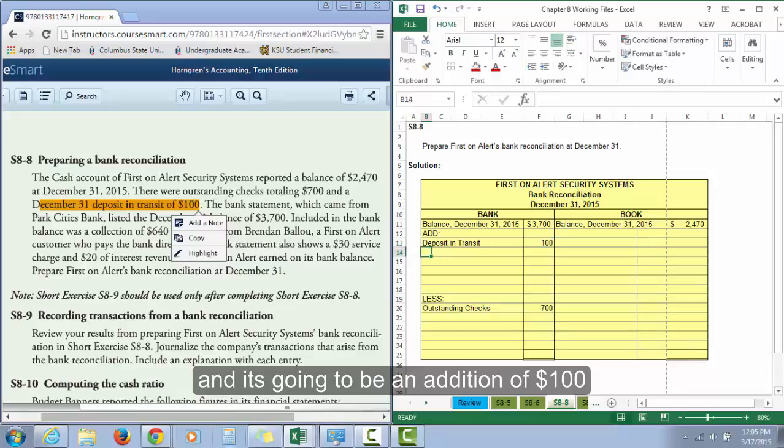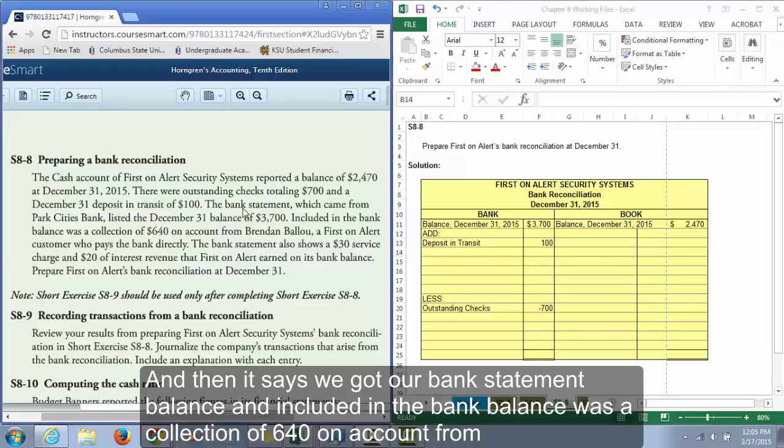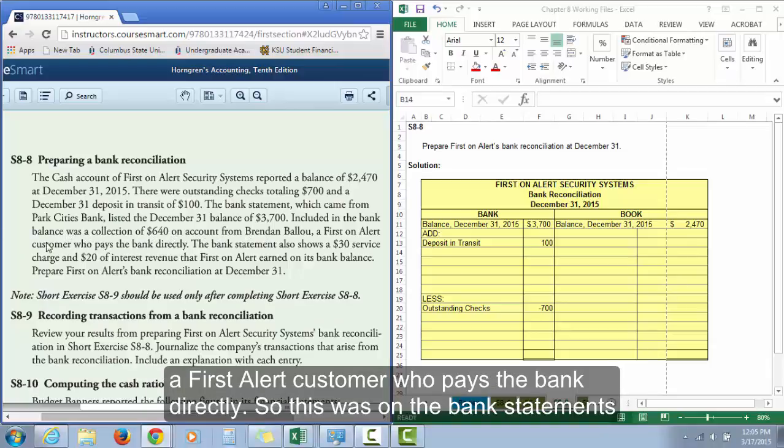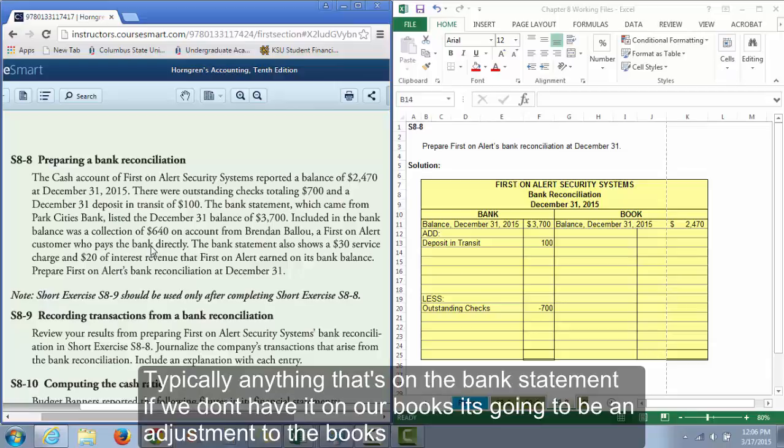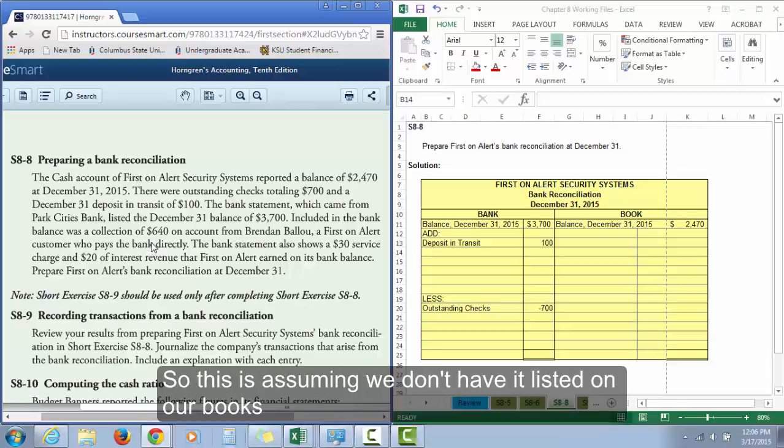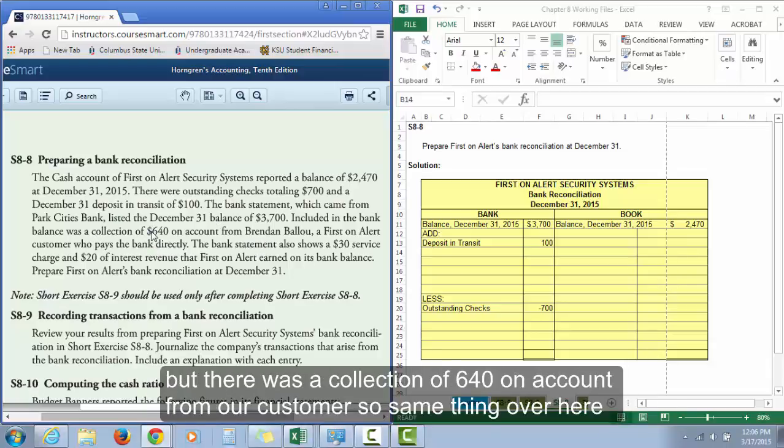All right. And then it says we got our bank statement balance, and then included in the bank balance was a collection of $640 on account from a First Alert customer who pays the bank directly. So this was on the bank statement. So typically anything that's on the bank statement, if we don't have it on our books, it's going to be an adjustment to the books, okay? So this is assuming we don't have it listed on our books, but there was a collection of $640 on account from our customer.